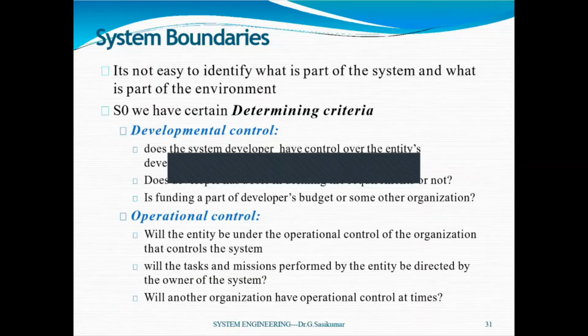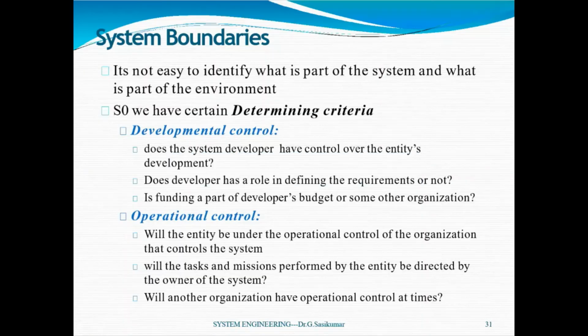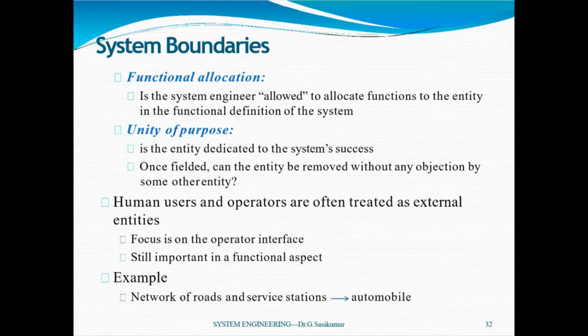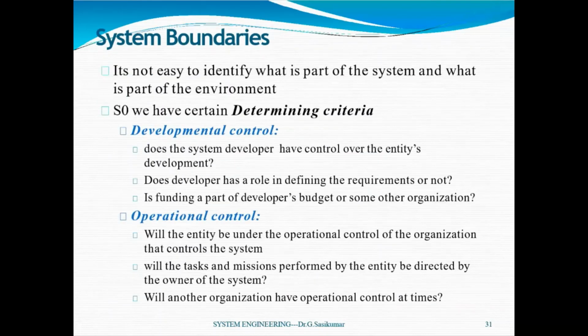We have another concept behind the system boundaries: development control, operational control, function allocation, and unity of purpose. These are another point of view for creating a better system environment.